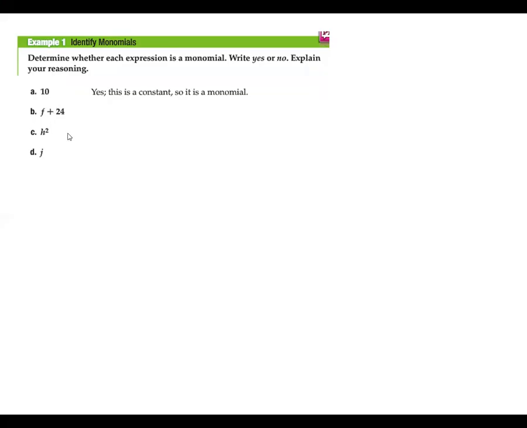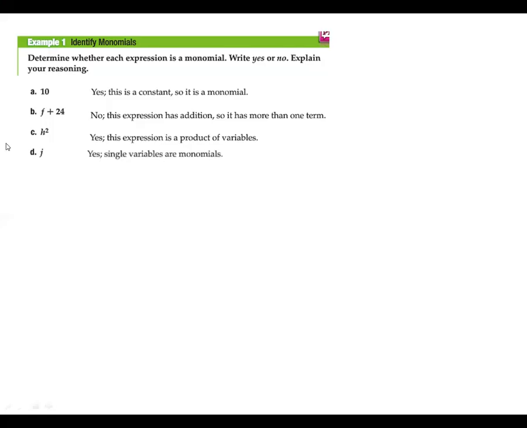Okay, how about B, f plus 24? This is not a monomial because it has addition, so it has more than one term. In fact, this has two terms. It's actually the sum of two monomials, but the whole expression together is two terms, so that's not a monomial. H squared? Yep, that is just a variable to a non-negative integer exponent. Okay, and J, part D. Yes, just variables by themselves are monomials because it's a variable and the exponent on the J is understood to be a 1, which is a non-negative exponent.